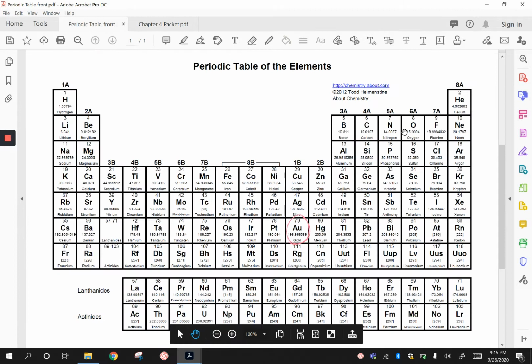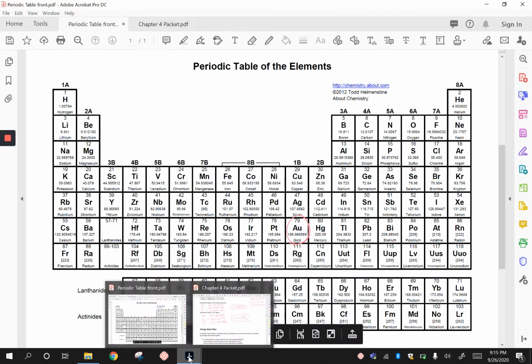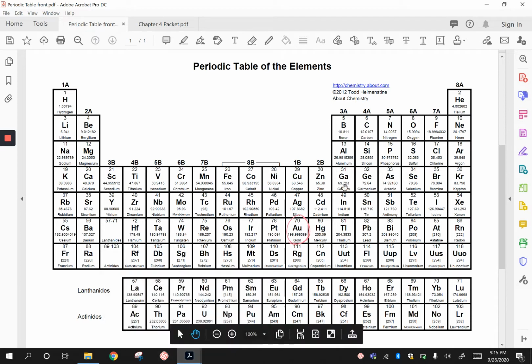The mass of oxygen, it says 15.994. That's not what we just calculated, right? Or carbon is 12.0107. That is not what we calculated. Why is that? Why are these numbers different?